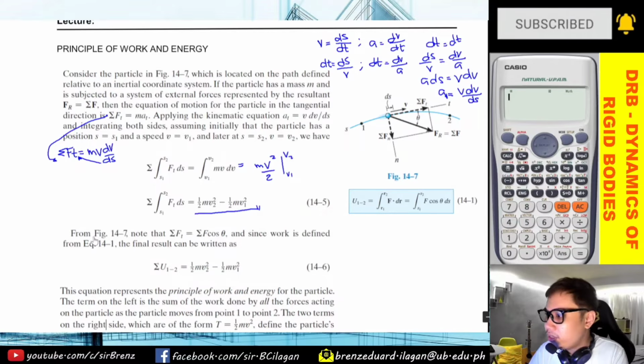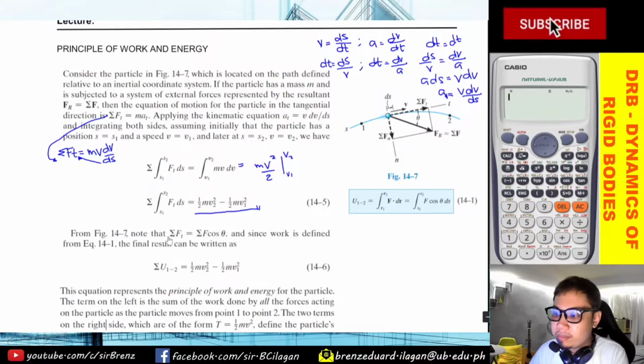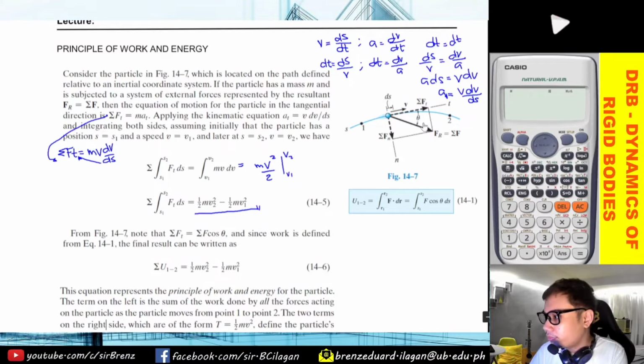And then ito, from figure 14-7, so balik tayo dito. Note that yung F sub t mo is equals lang sa summation of F sub r multiplied by cosine theta. And so that is acting at an angle of theta. Which is correct naman, di ba?